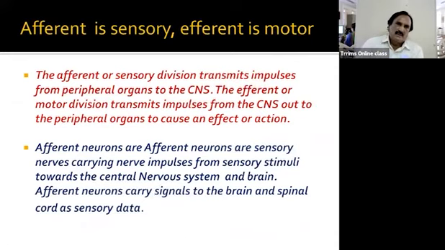So I was introducing you to new terminologies, namely the afferent and efferent. The normal textbook will be just mentioning the afferent and efferent. Afferent or the sensory division transmits impulses from the peripheral organs to the central nervous system. And efferent or the motor division transmits impulses from the central nervous system out to the peripheral organs to cause an effect or action. Afferent neurons are the sensory nerves carrying the nerve impulses from the sensory stimuli towards the central nervous system and the brain.